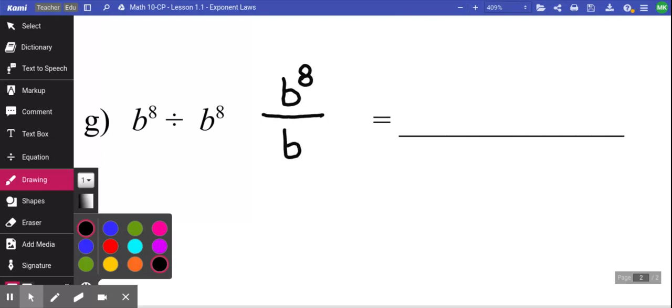These mean the same thing. Okay. If you're doing your subtraction rule, 8 minus 8 is 0. Perfect. B to the power of 0. And you have to put the 0 there. If you don't put a number there, what does that mean? It means 1, right? So you have to put 0.